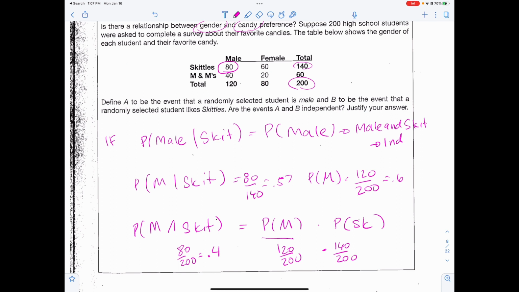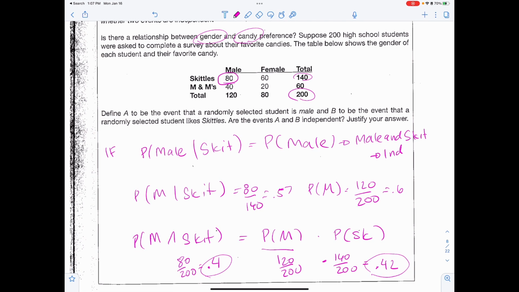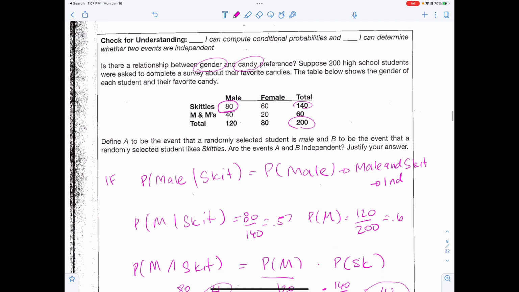So if we did this and said 120 divided by 200 times 140 divided by 200, we would get 42%. So again, they're super, super close. So I would definitely want to argue that these are independent, that there is no relationship between gender and candy preference, because these are super close. They're definitely less than 5%. These are really, really close. Close enough to be able to justify that they're independent.